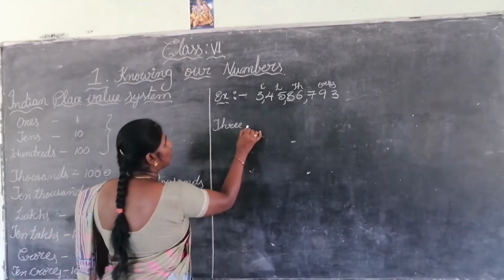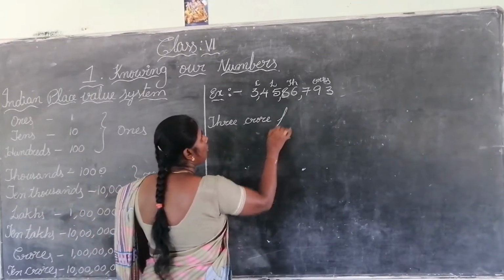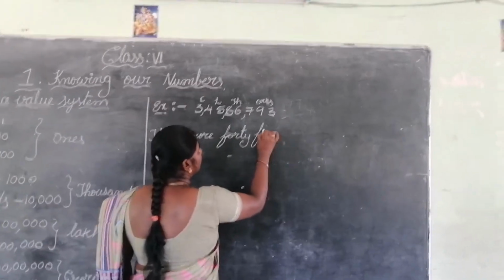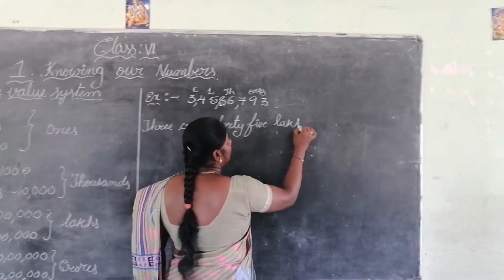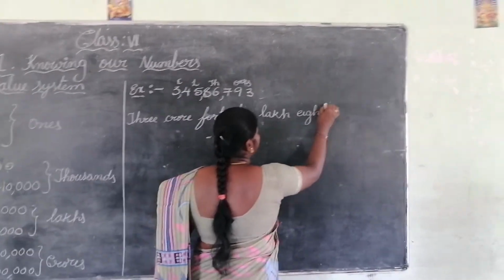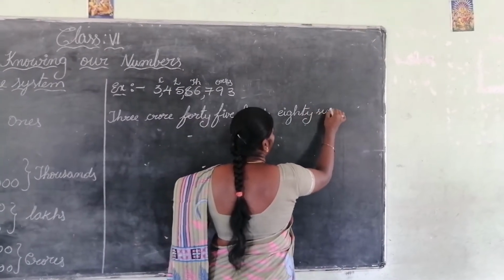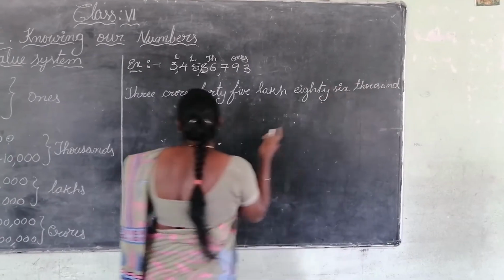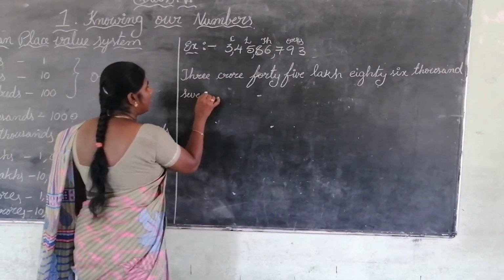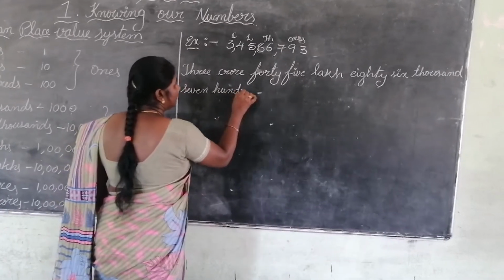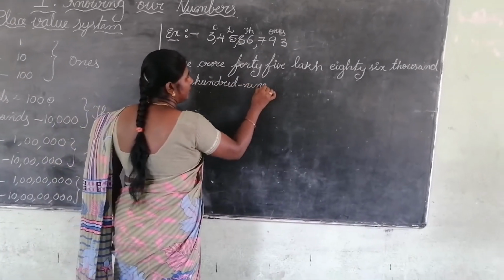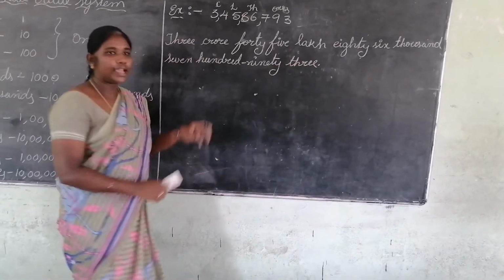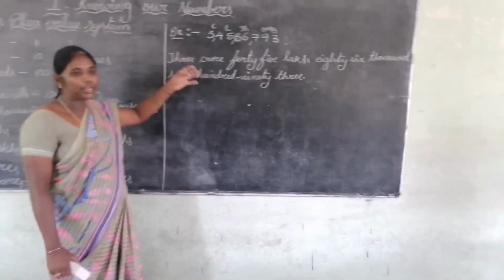Number name: 3 crore 45 lakh 86,000 793. This is the example for how we write the given number in the Indian place value system.